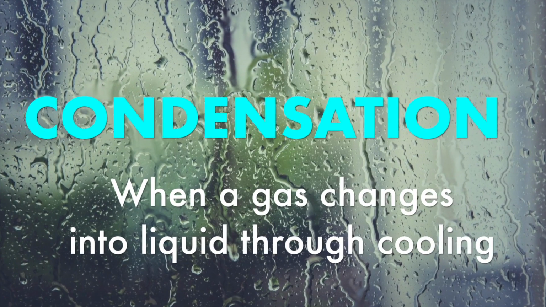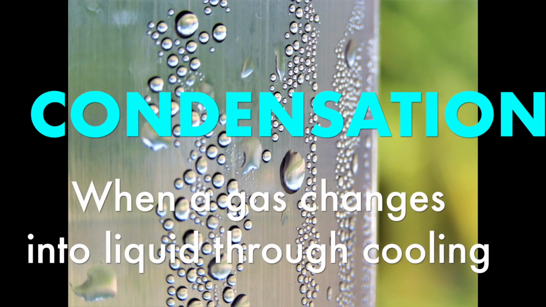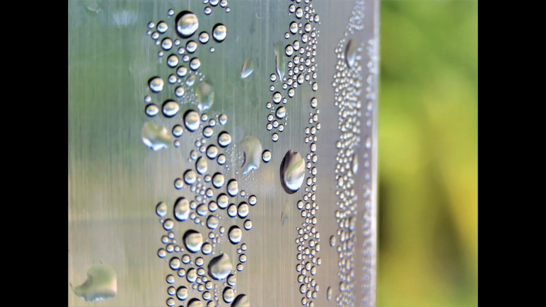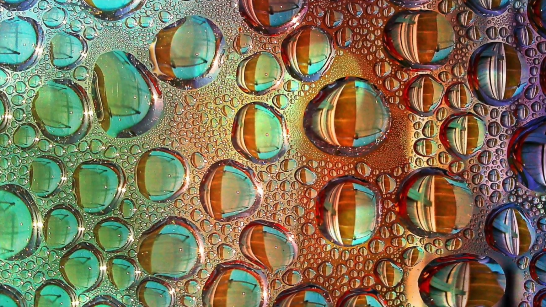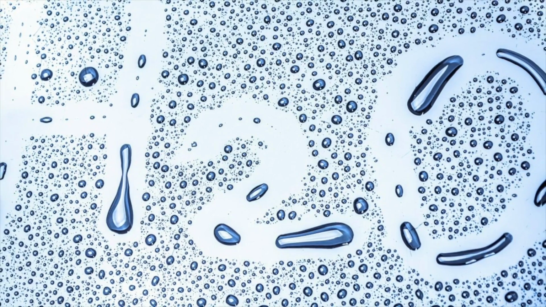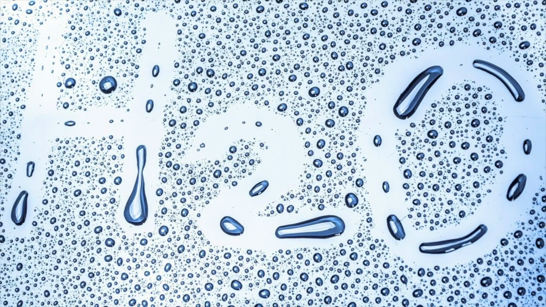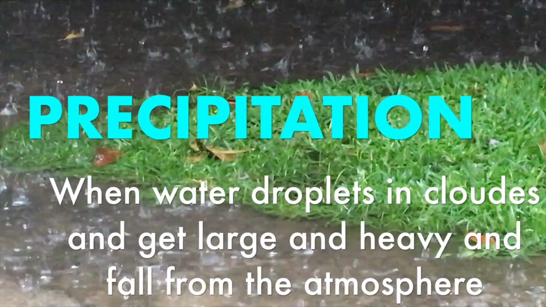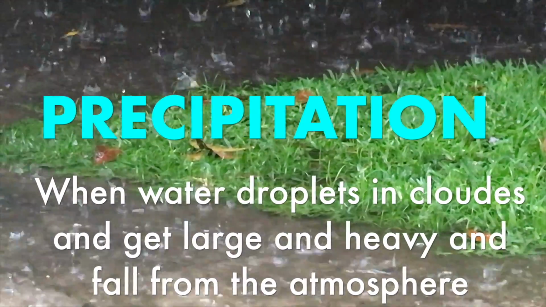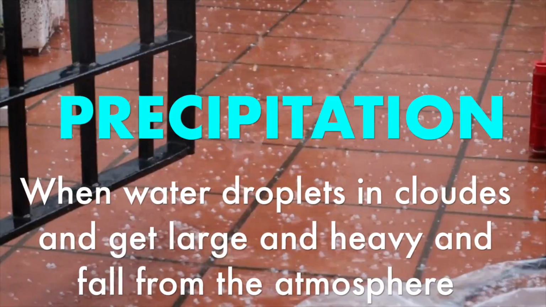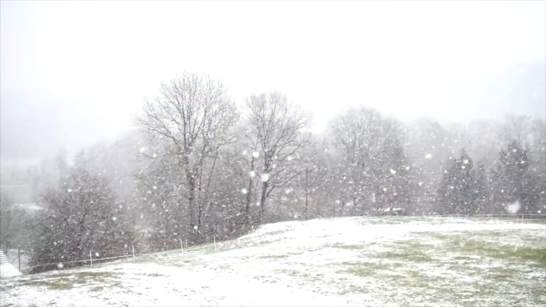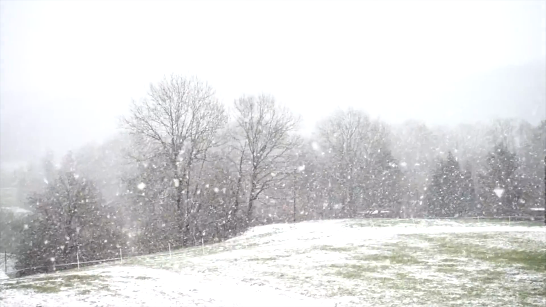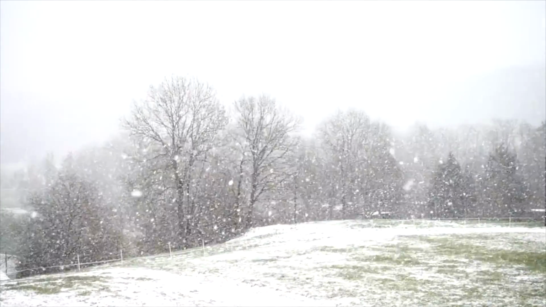Condensation is when a gas changes into a liquid through cooling. After water has evaporated into the air, it cools down and the water molecules clump together to form tiny droplets of liquid water, forming clouds. Precipitation is when water droplets in clouds get large and heavy and fall from the atmosphere back to the earth as rain, snow, hail, and sleet.